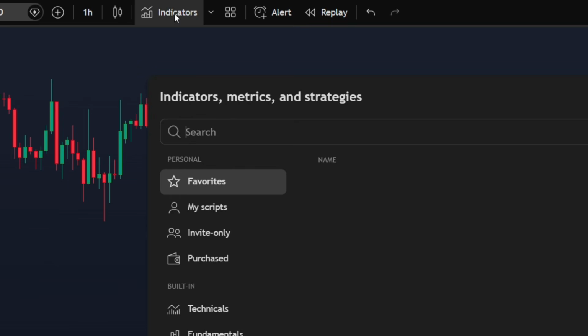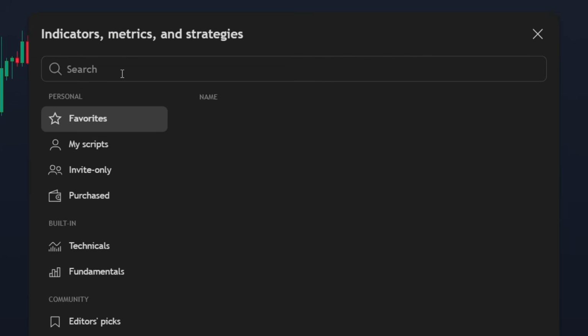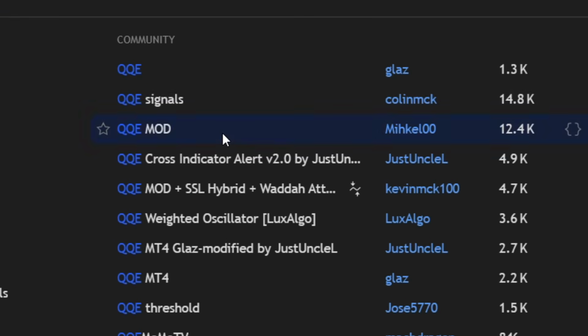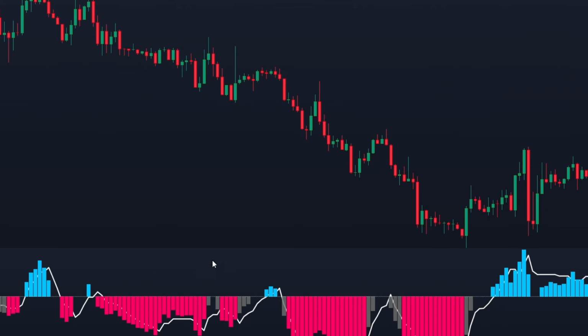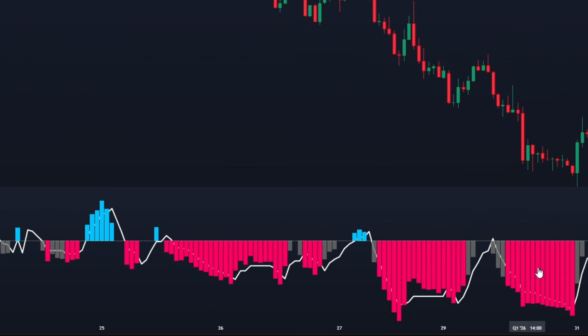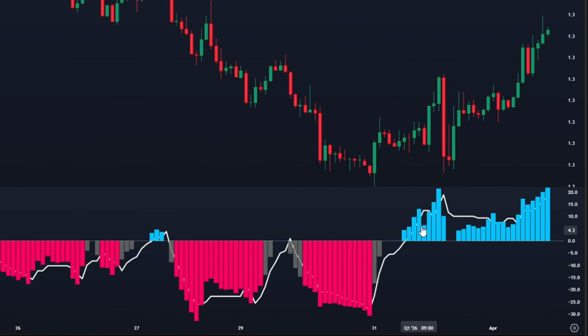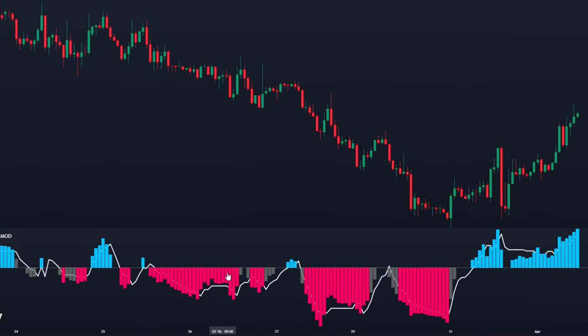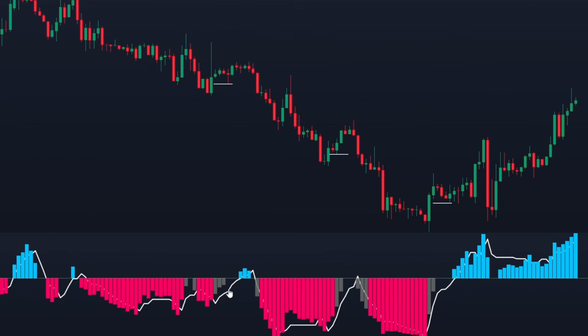The name of the indicator is QQE Mod. Search it and add this one. This one is very underrated. It also uses a histogram, but here you have 3 colors. Blue means bullish momentum, red means bearish momentum, and gray means no momentum, meaning consolidation.